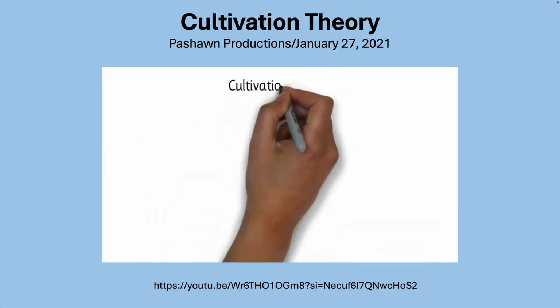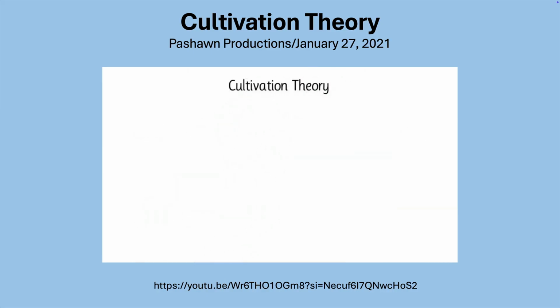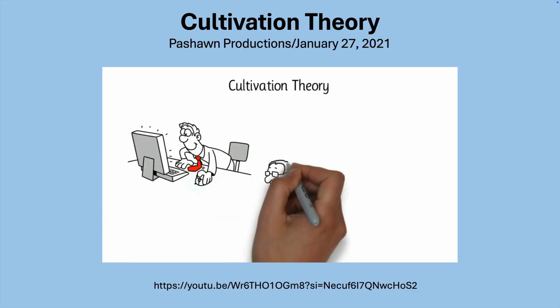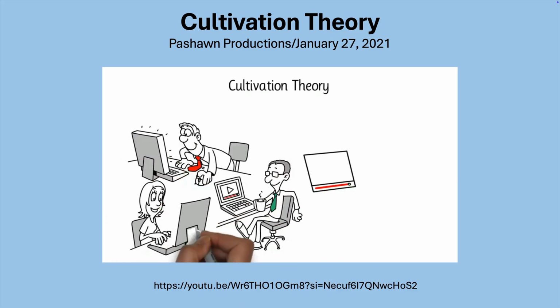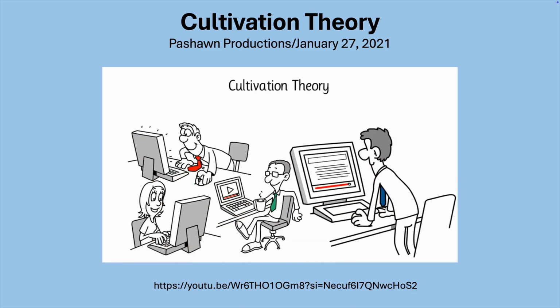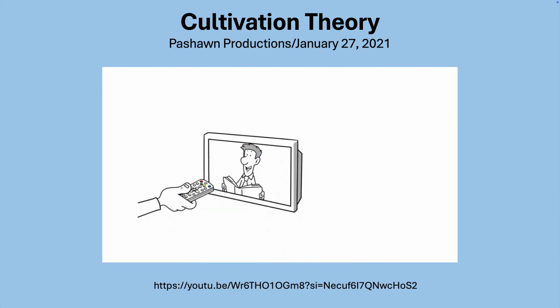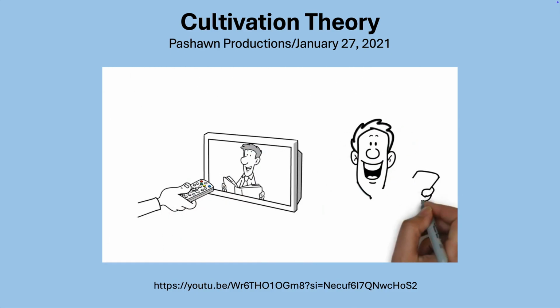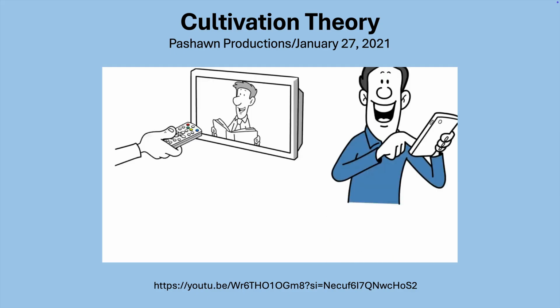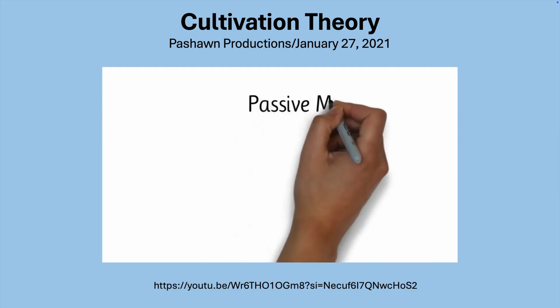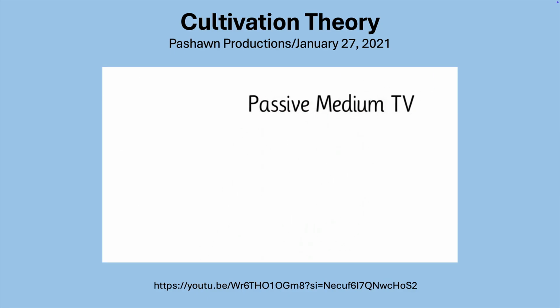Cultivation theory suggests that people who are exposed regularly to media over long periods of time perceive the world's social realities as presented by the media, thus affecting their attitudes and behaviors. Passive as well as interactive media have a direct connection with cultivation theory. Passive medium TV has immense effects on the thinking and perceptions of people.